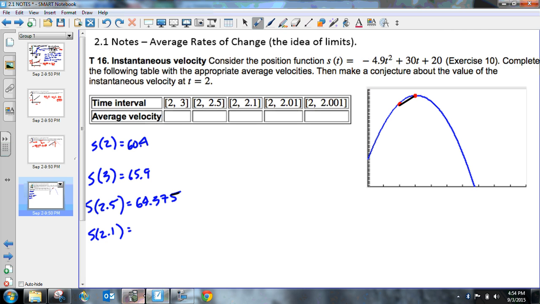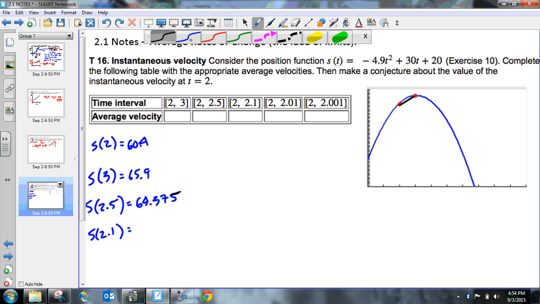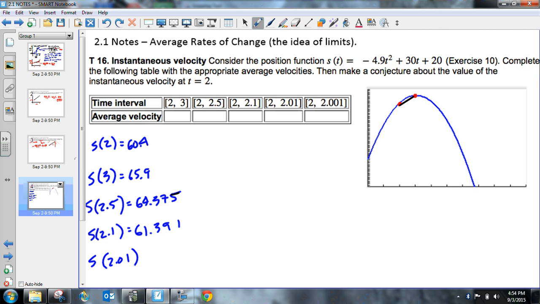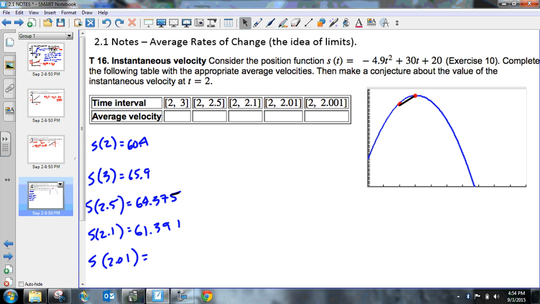Okay, and so then I plug in 2.1 into this function, and I get 61.391. Let me find S of 2.01, and that should get even smaller, so let's plug in 2.01, and that gives me 60.504.